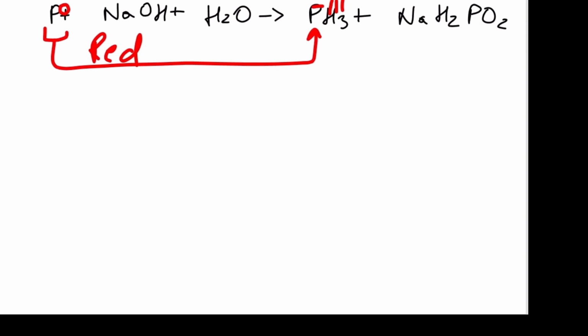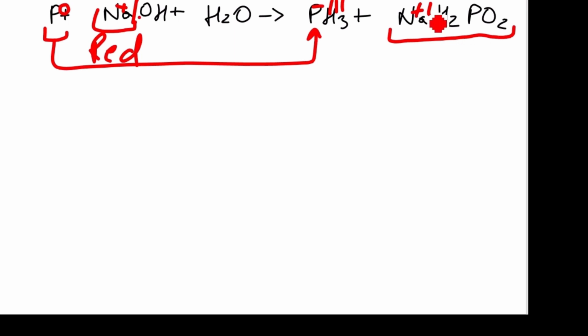Okay, what else? Let's check sodium. Sodium in the sodium hydroxide oxidation state is equal to +1. In this salt containing sodium and phosphine acid, the sodium oxidation state is also equal to +1. So we are sure now that the sodium does not change its oxidation state.